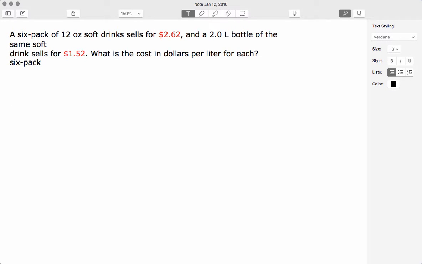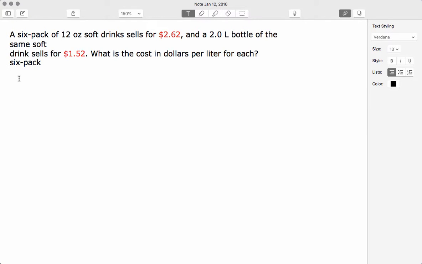Hi, I got a question about this problem, so I thought I would help some of you try to solve it. So this one reads, a 6-pack of 12-ounce soft drink sells for $2.62 and a 2-liter bottle of the same soft drink sells for $1.52. What is the cost in dollars per liter for each?